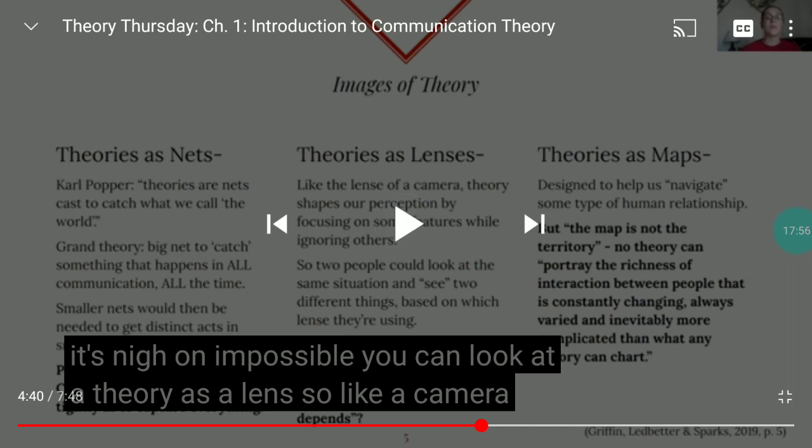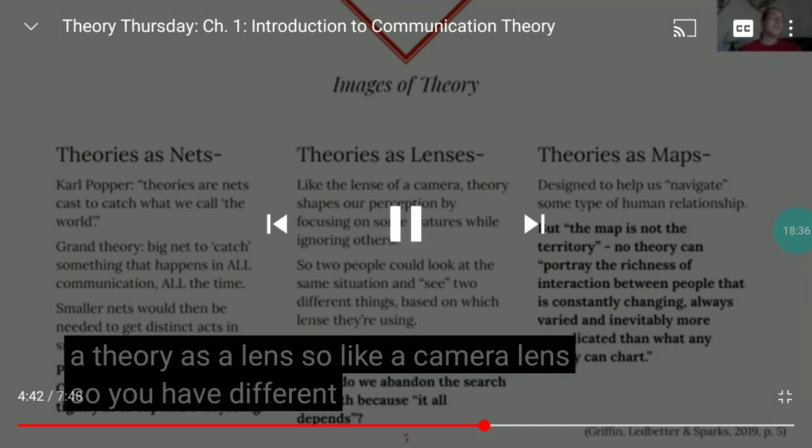With nets, for example, this is the criticism: human communication behavior cannot actually be compared with fish that can be cast with a net. Now moving towards the second one, since we had done the previous part and I had put in my discussions and inputs there, I let it be. Now in theories as lenses, I'll be giving my inputs as well, so that you are better able to understand these concepts. Let's go.